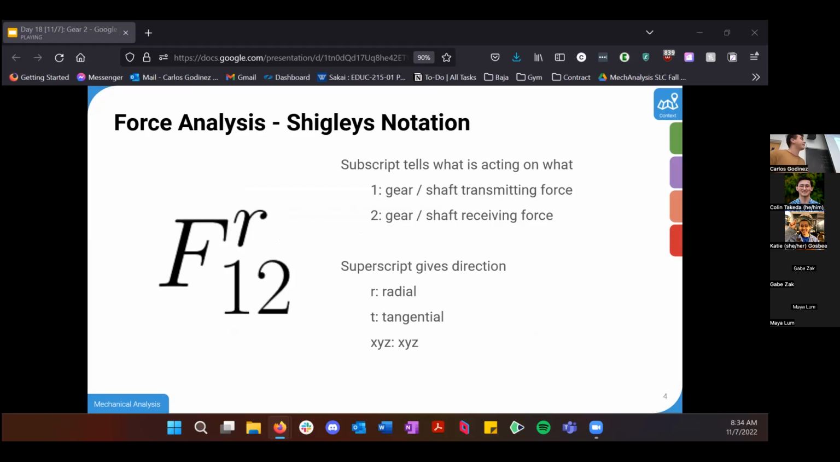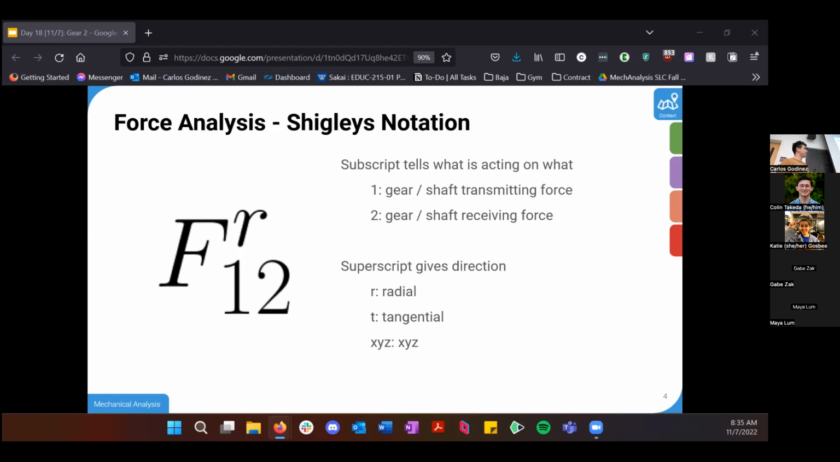There we go. Okay. To get started, I'm going to give you a quick example of how Shigley's handles force notation when talking about gears. It's a little difficult because you have to specify which gear is acting on which other gear or shaft, and what direction the component is. The subscript tells you what force is acting upon what. The first one is transmitting the force, and the second one is receiving the force. These apply for both gears and shafts.